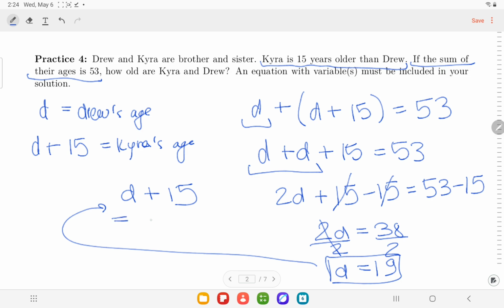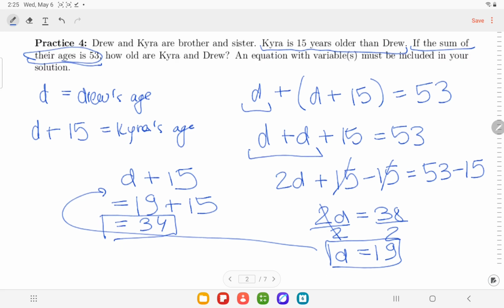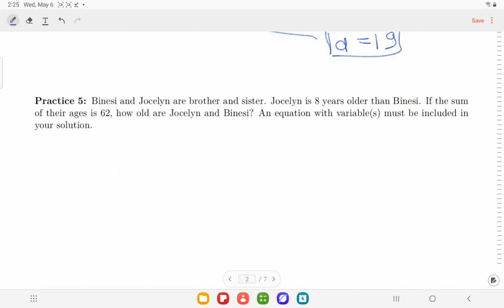So we know that Kyra is going to be 19 plus 15, which is 34. And then if you add 34 and 19, you will get 53, which is the sum of their ages. So we're going to keep practicing with these kinds of questions because the wording can sometimes be a little tricky.